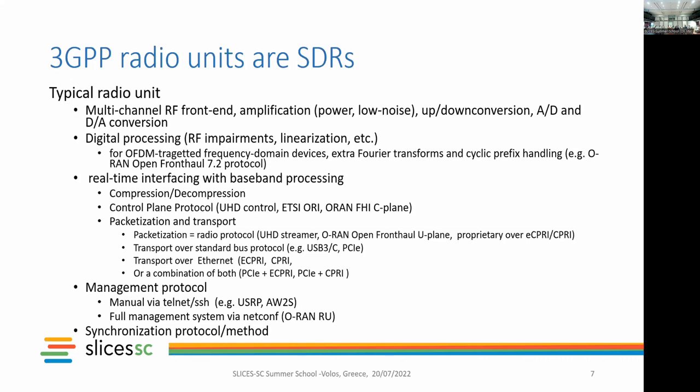Management protocols: for anybody that's used the USRP, it's very simple. You have SSH access to the USRP, so you can log into it, configure it, and update the firmware. That's very simple management via telnet or SSH, as in the case of a USRP or the AW2S units. Or you can have a full management system via network. Modern radio units are really becoming networking devices, like a Cisco or Juniper switch. O-RAN adopts network management for all of the network elements, including the radio unit. That's really diverging from the experimental units that we all use in the lab. Very often now you will find synchronization protocols and methods for synchronizing different units, through GPS or some other atomic source. These are characteristics of what I would call a modern radio unit.